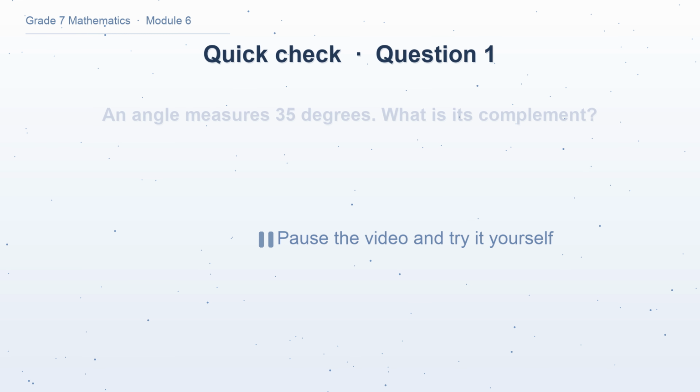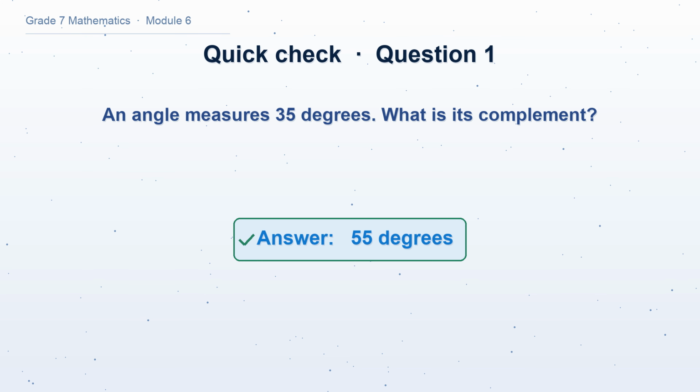Here is the first question. An angle measures 35 degrees. What is its complement? Complementary angles add to 90 degrees, so we subtract. 90 minus 35 is 55. The complement is 55 degrees.